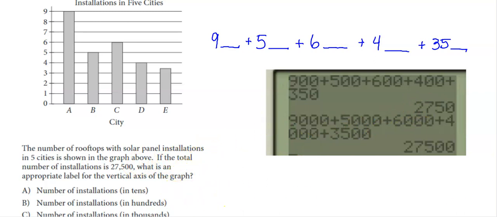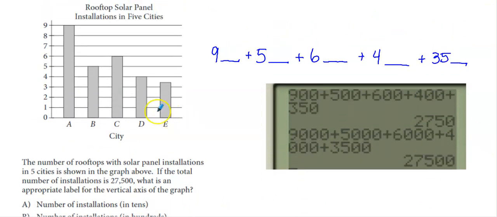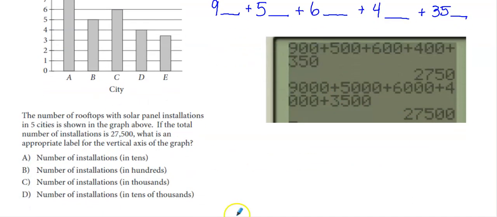But what if I pick option C? What if I measure in thousands? If you measure in thousands, 9,000, 5,000, 6,000, 4,000, 3.5 thousand or 3,500, that does get us what we need to be. So it should hopefully be pretty obvious here that our answer is going to be C.